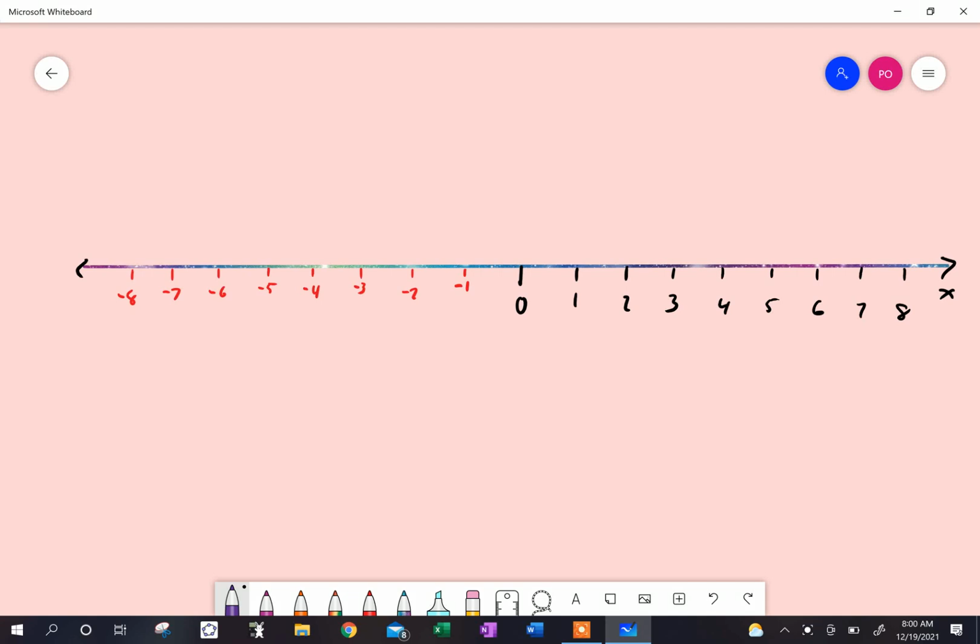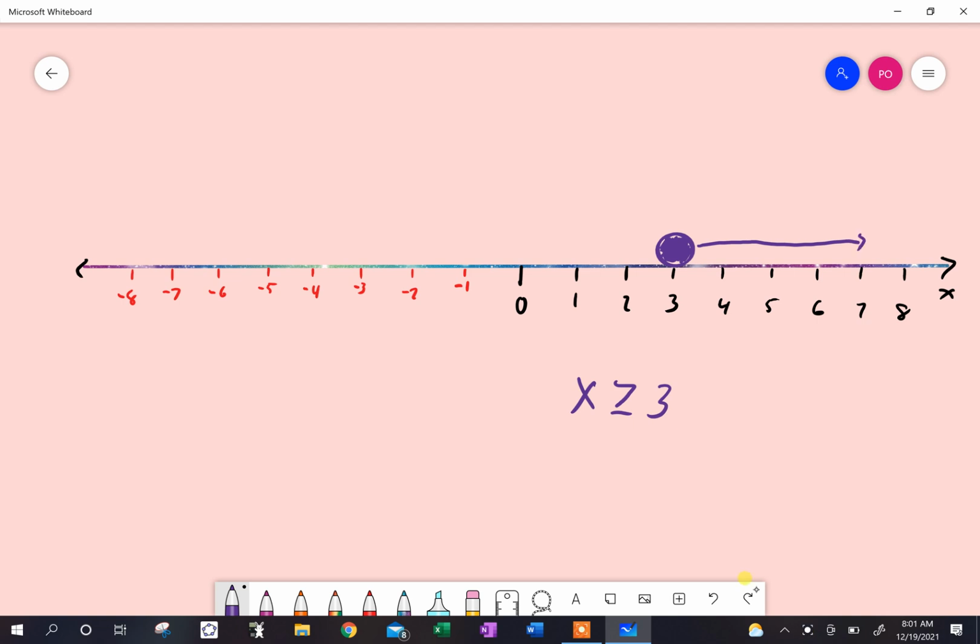I'm going to do a video on inequalities, but specifically something that looks like this. If I had x is greater than or equal to 3, I would put a closed circle on the 3 to show that the value 3 is in fact included. I'm going to color it in, and then I'm going to draw an arrow going towards the x.